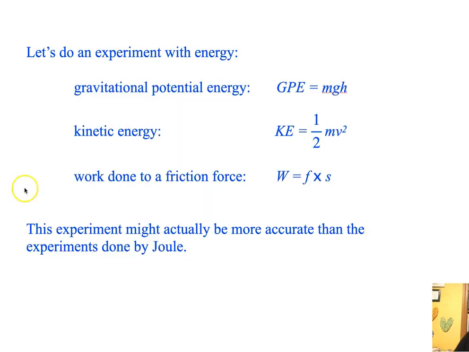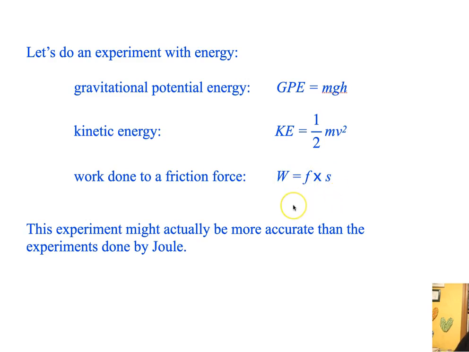Okay, so that's a lecture on energy and so on. So let's do an experiment. We'll be talking about gravitational potential energy, which you'll write GPE, and that's going to be the mass of the object times the acceleration of gravity g times the height it's at, mgh. We'll use kinetic energy, which is 1/2 times the mass of the object times its velocity squared. And the work done by the friction force, we'll call it W, which is going to be the friction force, always written as a little f, times the skid distance, s.